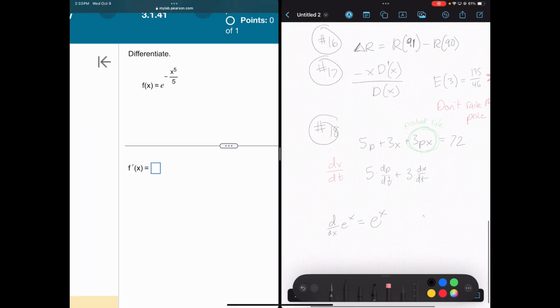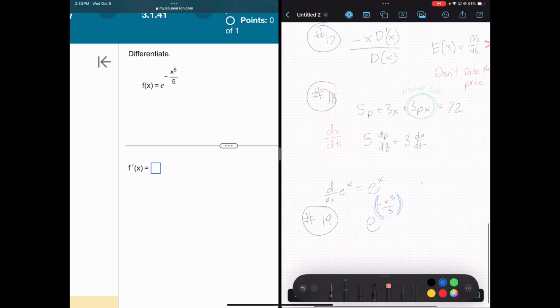So when I'm looking at this problem, number 19, e to the negative x 5th over 5, you can put a parentheses around everything inside of your exponent to help you think, oh yeah, this is chain rule. I have a function inside of my e function.